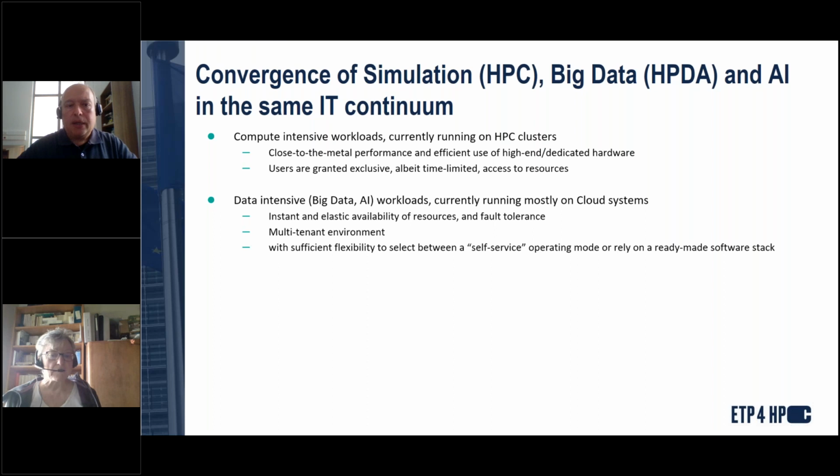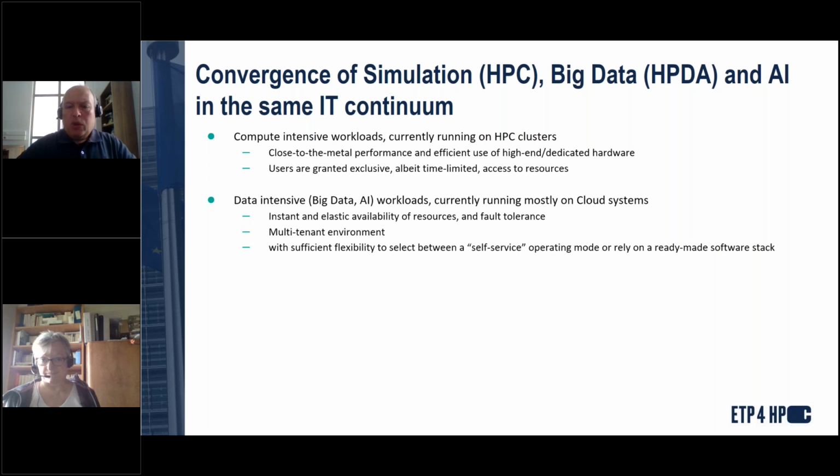And what is key there is that these are multi-tenant environments, in the sense that as we execute our workloads, we're actually sharing the infrastructure, whereas in the HPC world, we wait for our time slot and then we consume resources from the infrastructure.